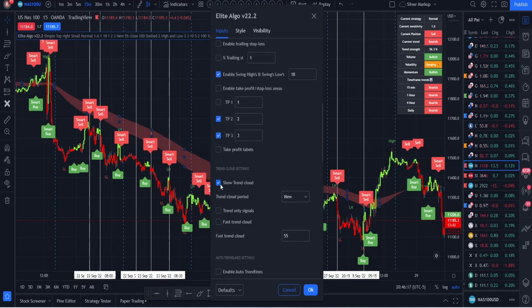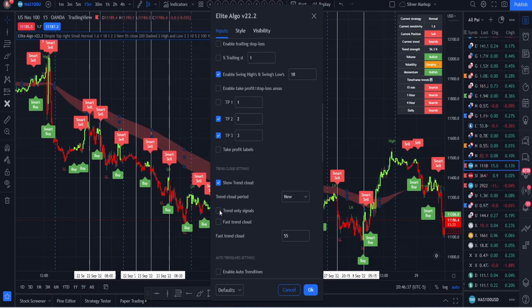So let's go to the trend cloud. Trend cloud is just going to be this part right here. It shows you, the wider the cloud, the stronger the trend, the thinner the cloud, the weaker the trend, and what color the cloud is, is what the trend is. So a red cloud is going to be for downtrend, the up cloud is going to be green.